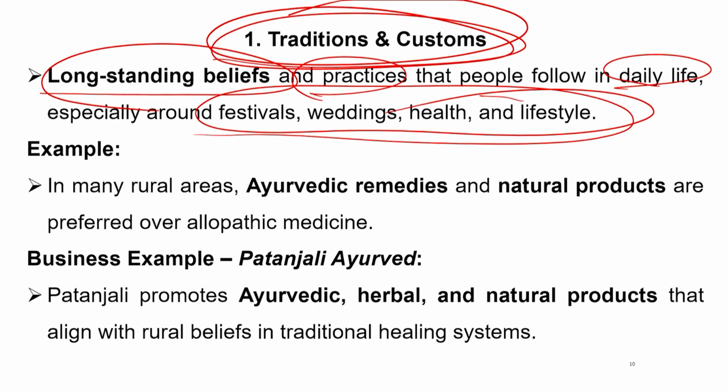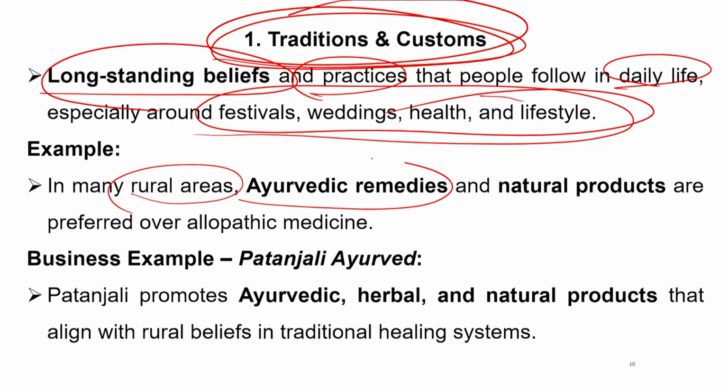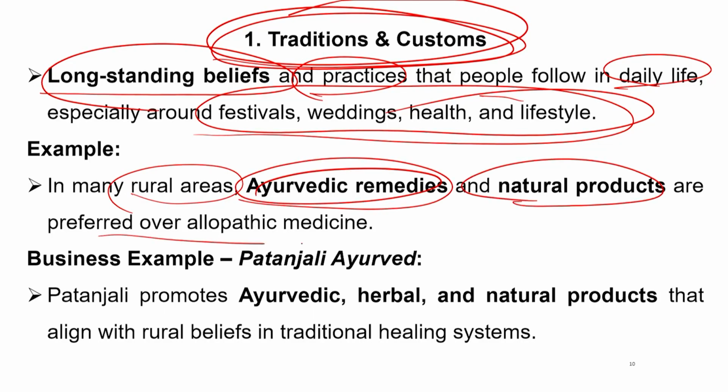If you go to a rural village, their way of thinking and their way of living is totally different. In many rural areas, Ayurvedic remedies and natural products are preferred over allopathic. This is very common. If they are suffering from some disease, firstly they will go for natural treatment. But in urban areas, if there is any pain, we go for allopathy. We have gone through this in our life.